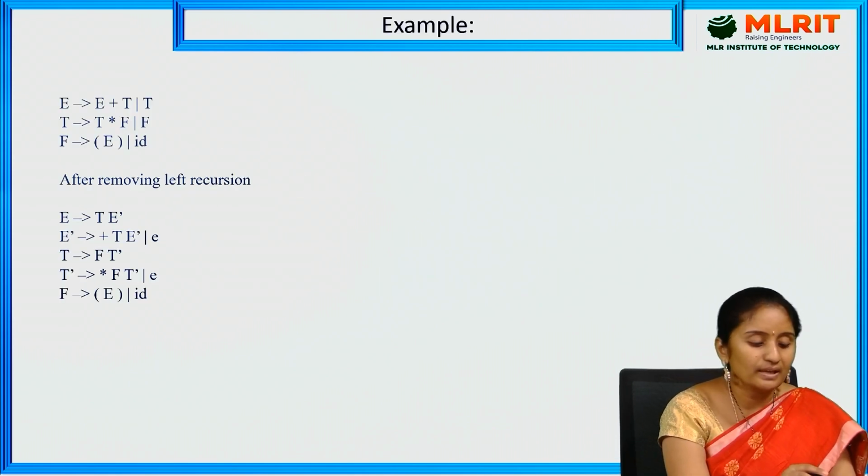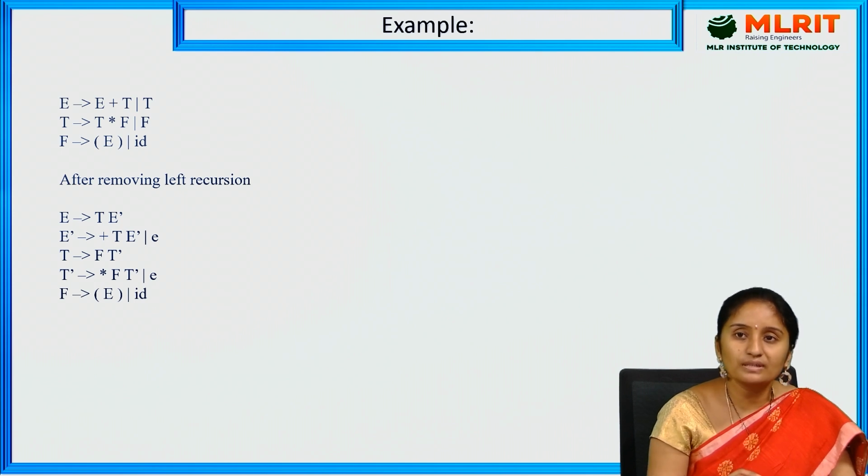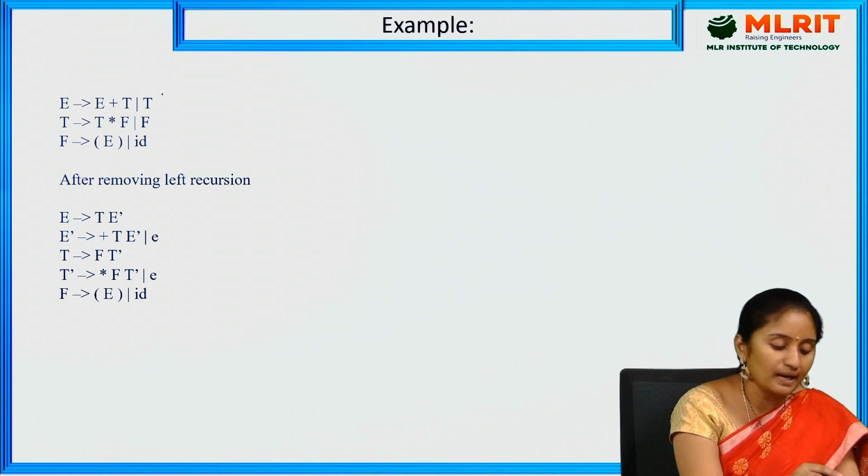So let us take one example and first we construct the recursive descent parser. To construct the recursive descent parser, first we need to check whether the grammar is free from left recursion and left factoring. So this is my grammar. A grammar consists of productions. See here, this grammar is having left recursions.